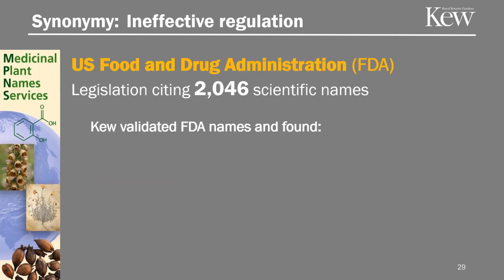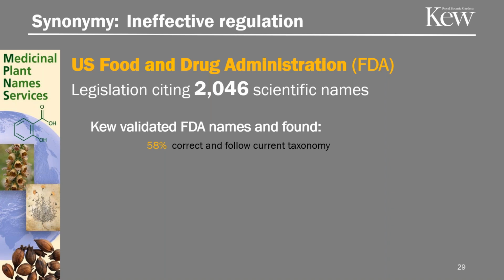And that causes problems. So the FDA here in the US is a long-standing collaborator of ours, and they had been legislating plants using over 2,000 scientific names. And we took that list and validated it for them, and then ultimately returned it to them corrected and with full synonymy. And we found that 60% of their names were good scientific names and were up to date. And that's a very, very high percentage.